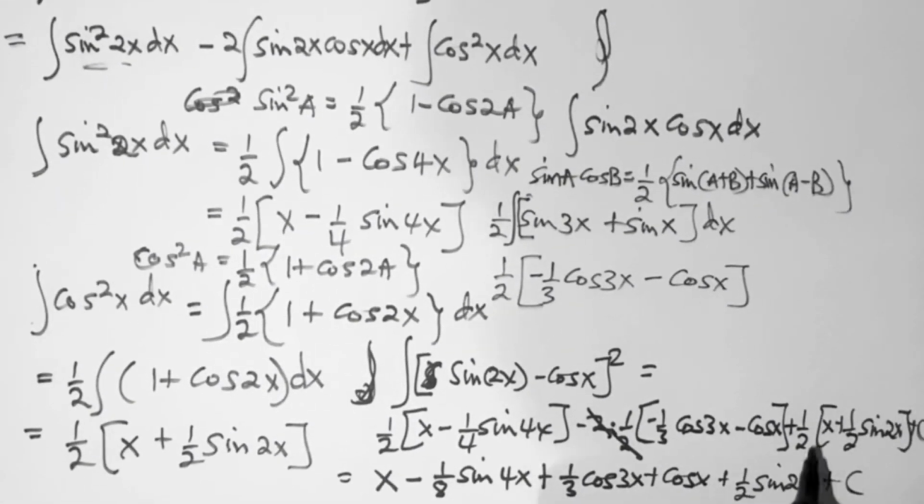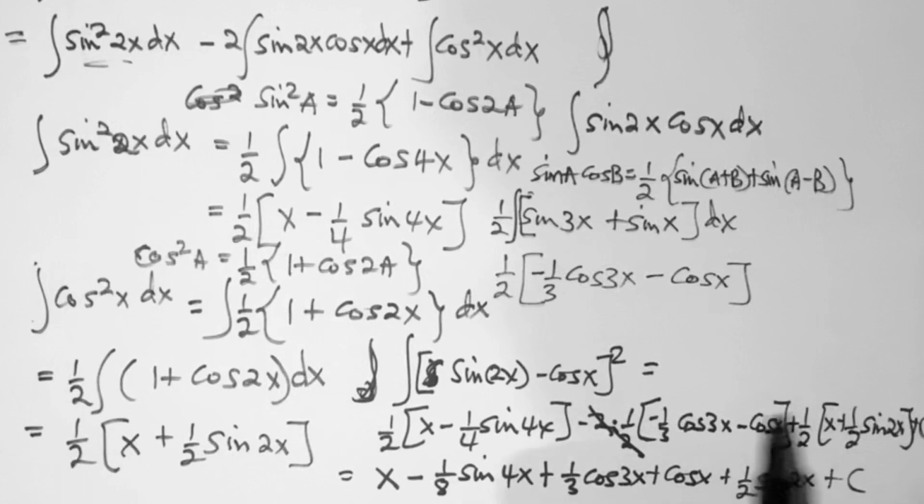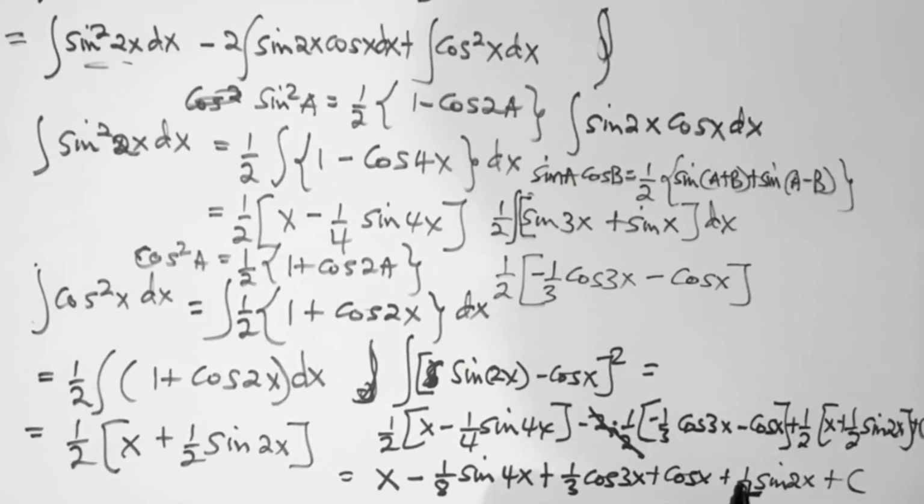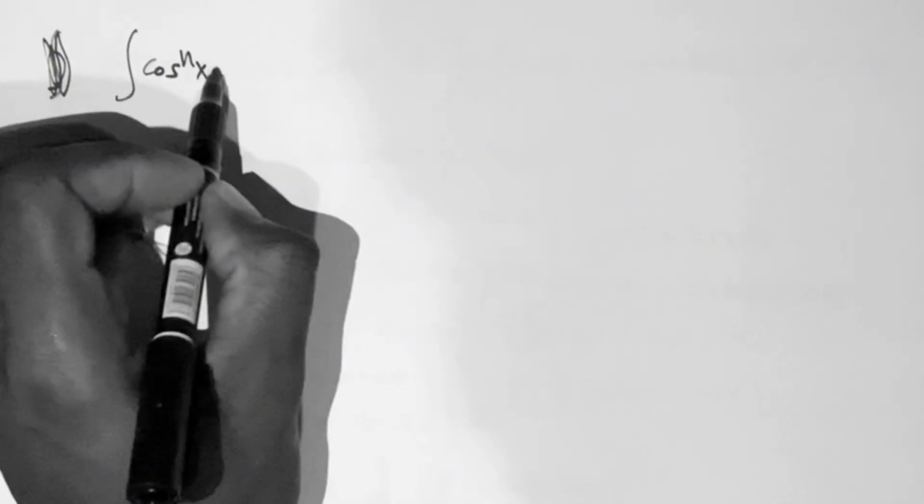Sorry, it is not 1 over 2. This is half times half, so it is rather 1 over 4. So here is 1 over 4 sine 2x.